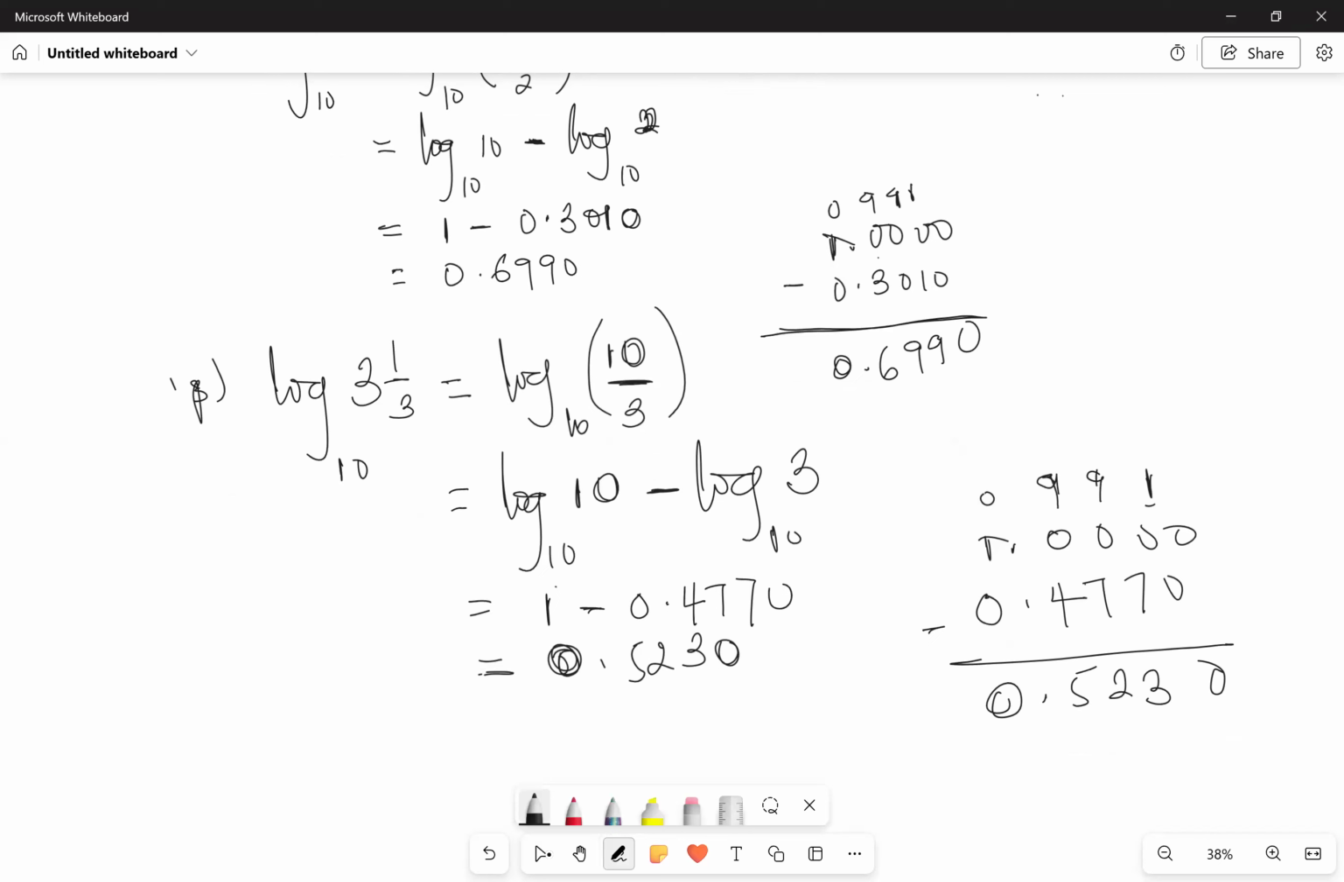While you write, I'm giving you 3 minutes to finish writing this, and then solve the last one, which is log 0.4 base 10. You have 3 minutes.